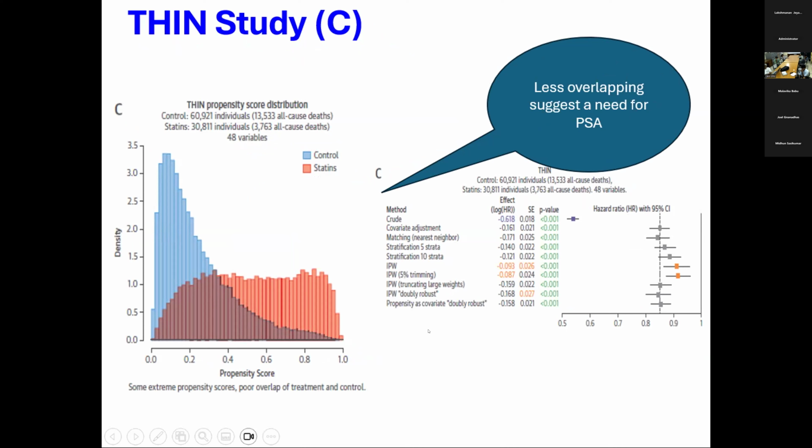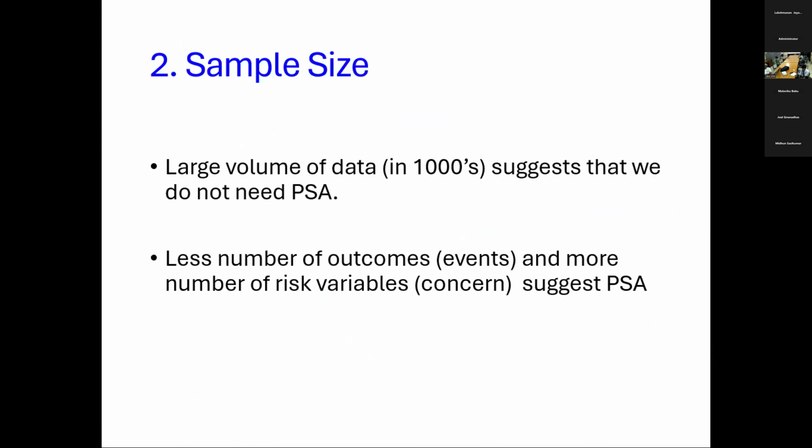So this is what I suggested. If there is less overlap, this is a probability score. The score is derived from the baseline characteristics. They are summed up as a score. So when the scores are different, it suggests that the two interventions had different baseline characteristics. Therefore, it suggests that there is a need for PSA. So this is our observation, based on reading of Pocock's paper.